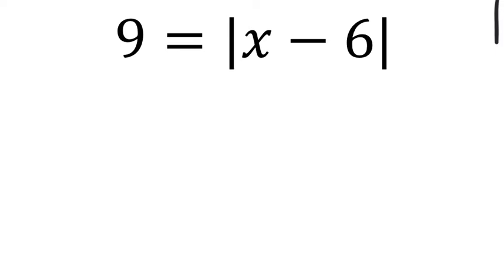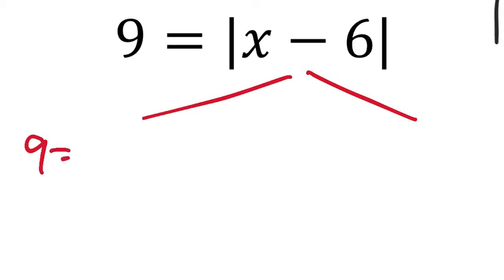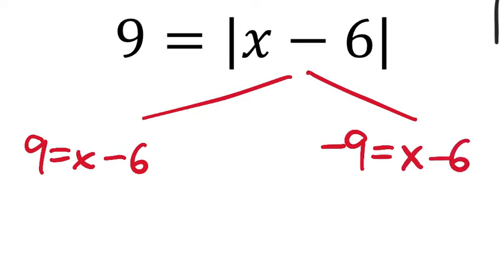So let's just keep it like this. And nothing to do on the outside of that absolute value. So it's nice we can just already split this up. So I'd say 9 equals x minus 6 first. But also negative 9 would equal x minus 6. Okay, so again, I'm changing what it equals, positive and negative, the two opposites right there, right?